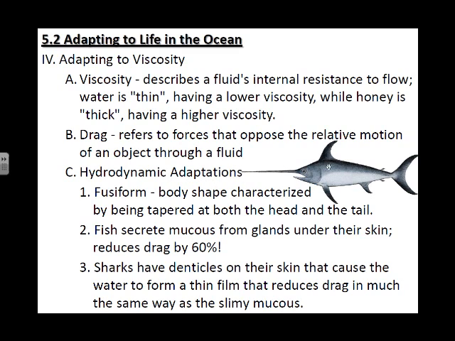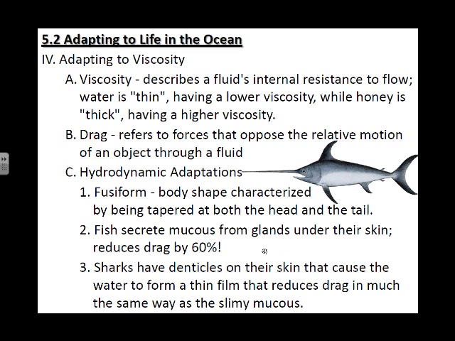And in the swordfish, we can see a good example of a fusiform body shape, which is tapered on either end, almost kind of like a football. Swordfish even extend this more with this very long rostrum. It's very hydrodynamic, helps them to swim through the water faster. Fish like this swordfish also secrete mucus. So fish are slimy as part of their immune system, but also because it helps to reduce drag by 60%.